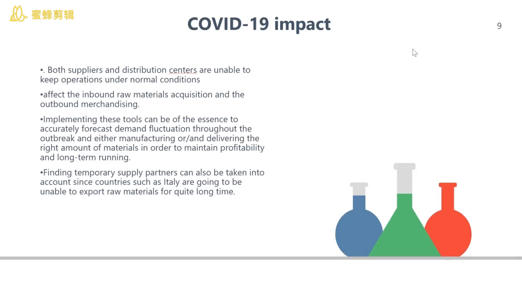I would also like to talk about the current situation of COVID-19. Nowadays, due to the situation, both suppliers and distribution centers are unable to keep the operation in normal condition. So it will affect the raw materials coming from overseas countries, and it will also influence the outbound of merchandise. So implementing these tools could help to accurately forecast demand fluctuation throughout the outbreak, and finding temporary supplier partners could also be taken into account.